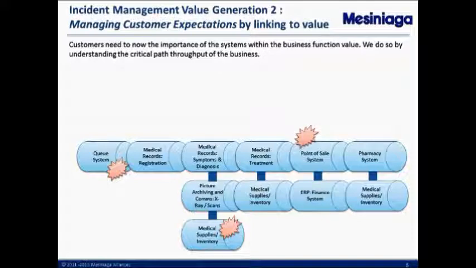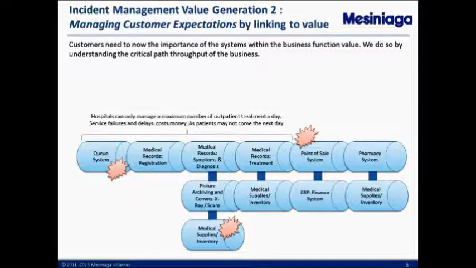You need to manage customer expectations by linking it to value. You calculate it through knowing exactly the critical path of that business function. Now, over here is queuing medical records for registration, diagnosis, and the treatment. Because for big hospitals, when the medical record system goes down, then the treatment side of the hospital will not know what to do. And there'll be a lot of slowdown in the entire process.